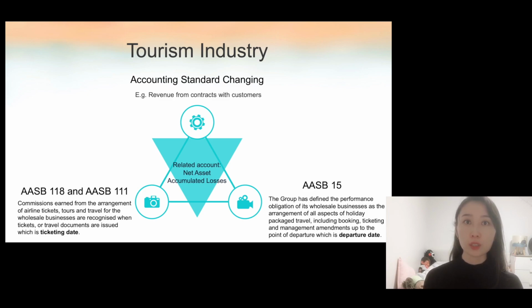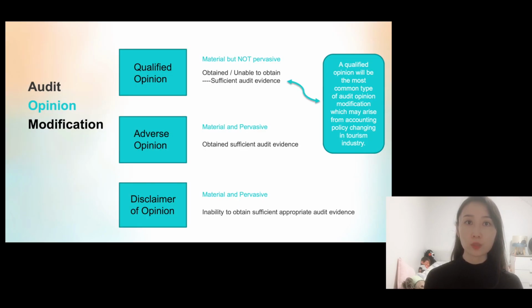Before, the revenue was recognized when the tickets or the travel documents were issued, which is the ticketing date. But now, the revenue is recognized at the point of departure, with its departure date. It will result in an impact on the net assets and accumulated losses. These changes may only affect one or more specific accounts of the financial statements. The impact is material but not pervasive. Thus, a qualified opinion will be the most common type of audit opinion modification, which may arise from the accounting policy change.